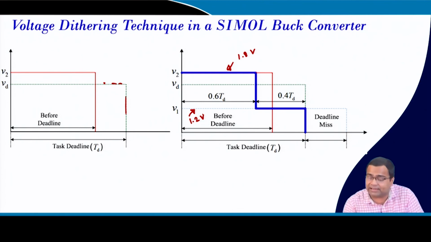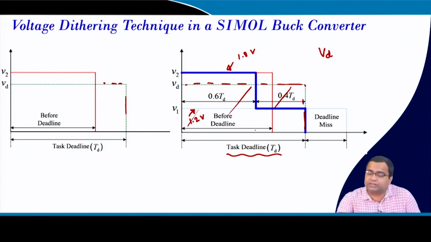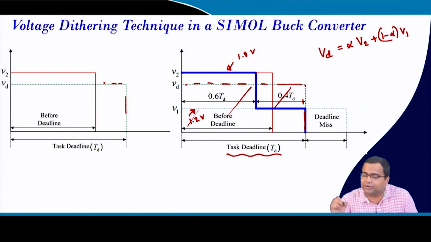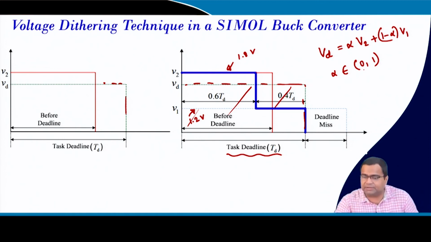So my effective voltage requirement VD, which is this, we have to finish within the deadline. If you use VD, then our task will be finished within TD time, that is my deadline. But ultimately it is the energy. So that means we are talking about VD over TD, and this area under the curve has to be the same. So this VD can be generated by alpha times V2 plus 1 minus alpha times V1, where alpha belongs to 0 to 1, and this alpha is the fraction of time when V2 is on, and 1 minus alpha when V1 is on.